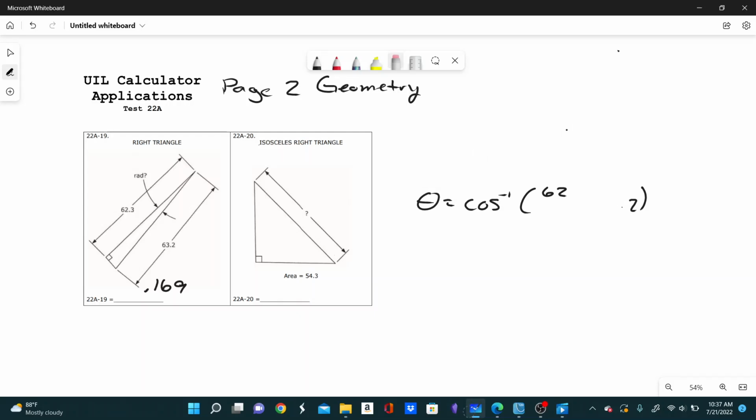So we have an isosceles right triangle, which means these two lengths are the same, this length and this length. And the area is 54.3, and we're looking for the hypotenuse. So if the area is 54.3, then we can just use the formula base times height over 2.